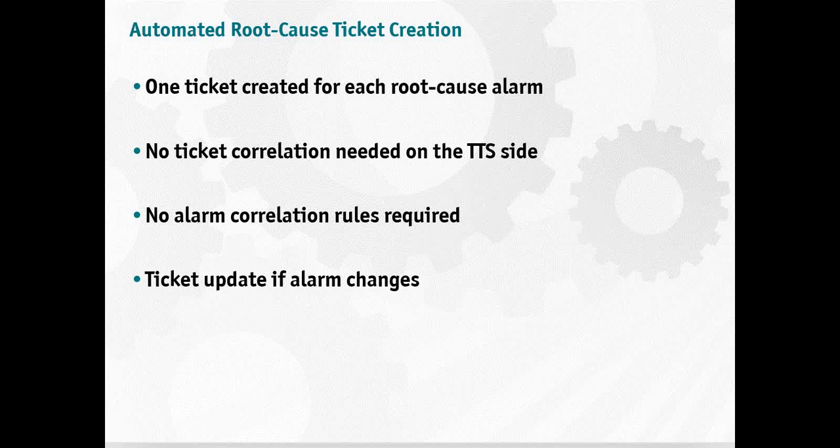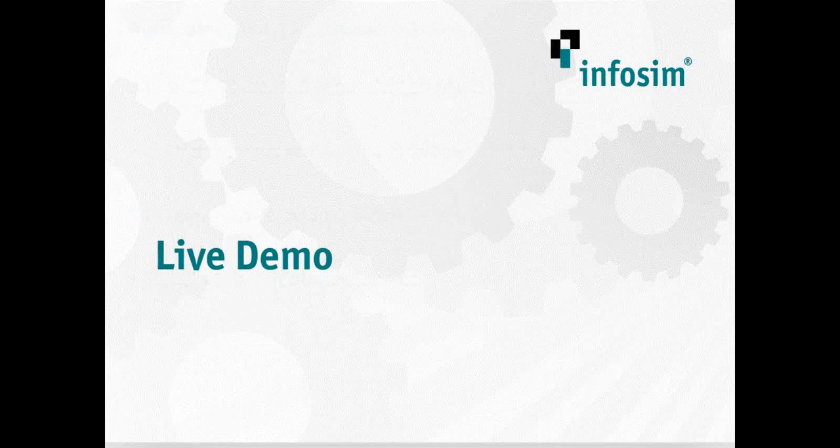So every time a symptom is added to the root cause alarm, or a symptom goes from alarm to OK state, the ticket system will be notified, so you will have the current status of the alarm in the ticket system at all times. And I would like to show the ticket integration and the root cause ticket creation in the demo, which will follow now. So I will switch briefly to the StableNet GUI.